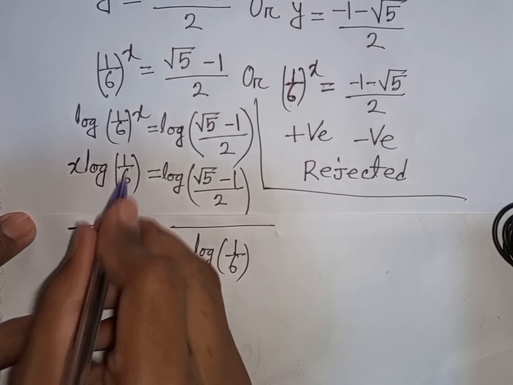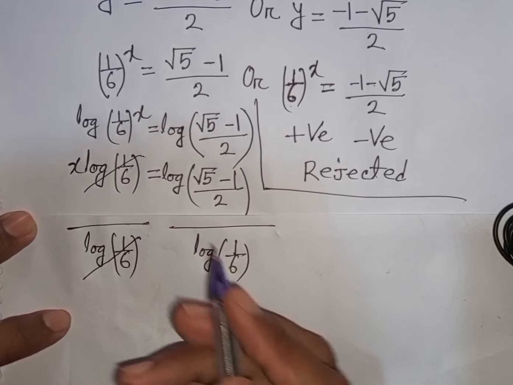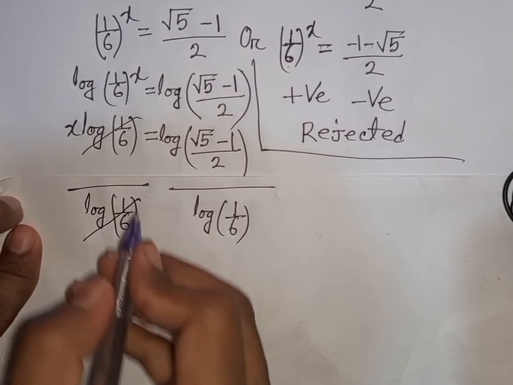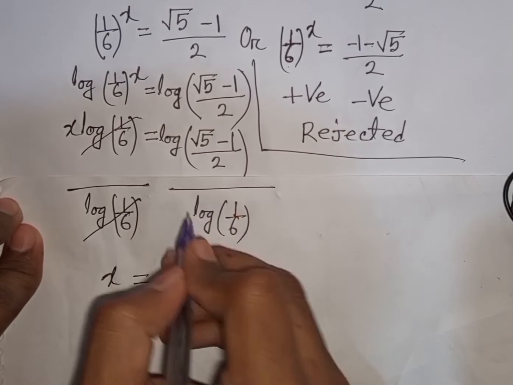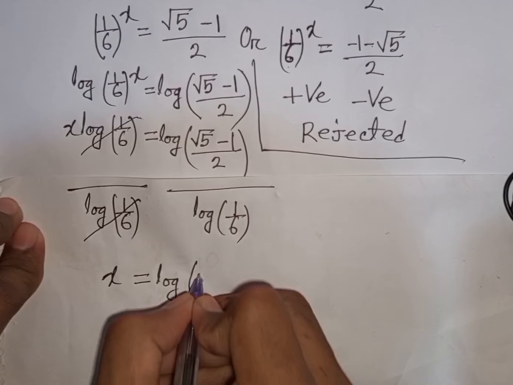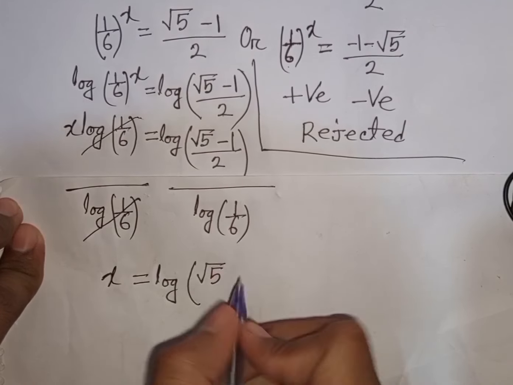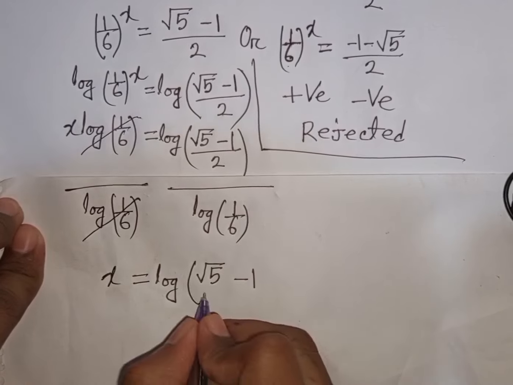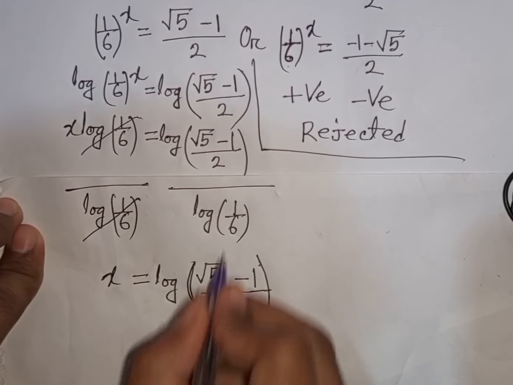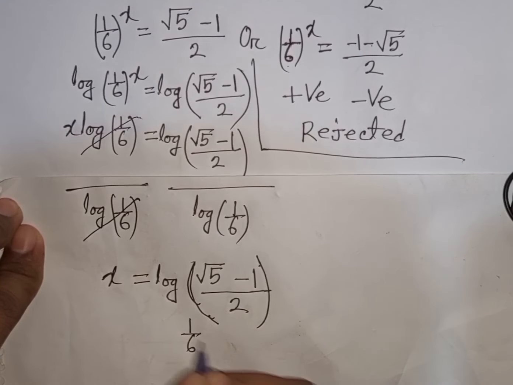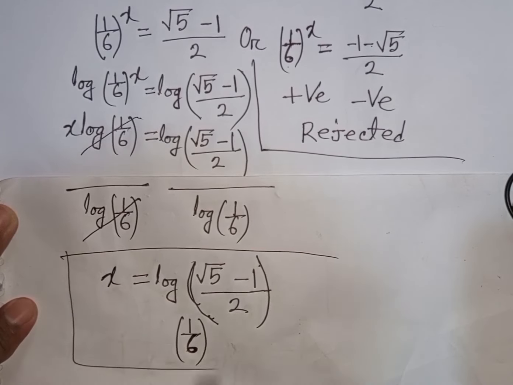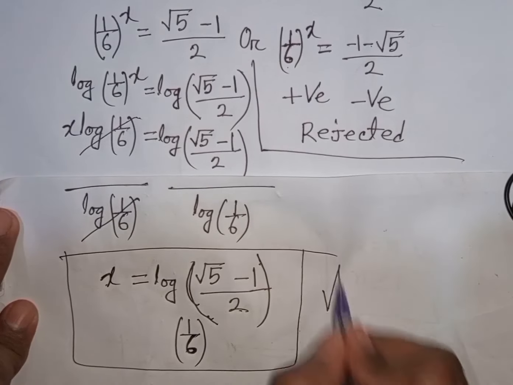Now this log of 1 by 6 and this log of 1 by 6 will be cancelled. So here x will be equal to this divided by this, that means log of (square root of 5 minus 1) over 2, with base 1 by 6. So this is the value of x, so this is our final answer.